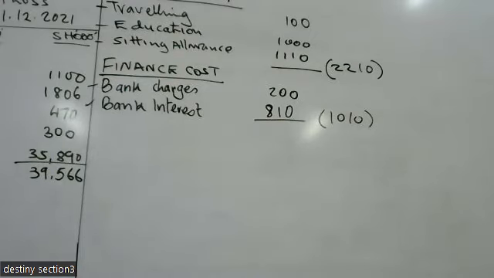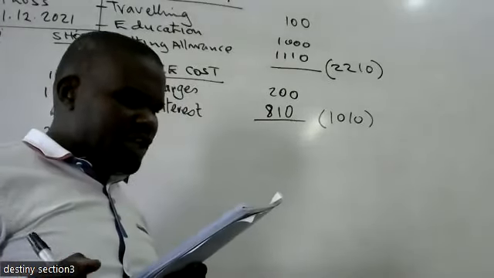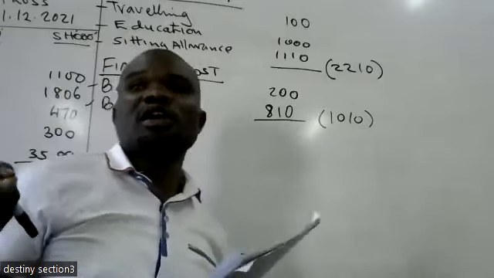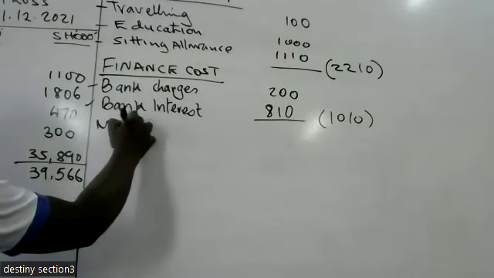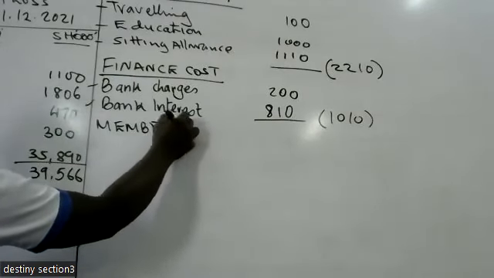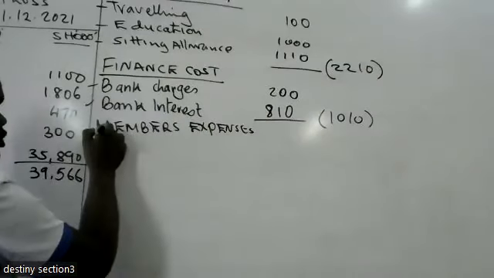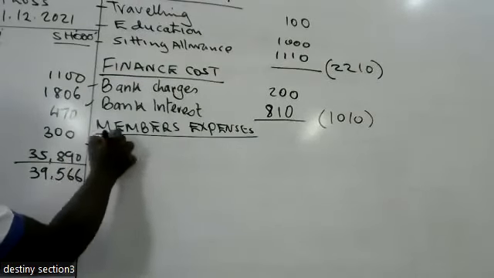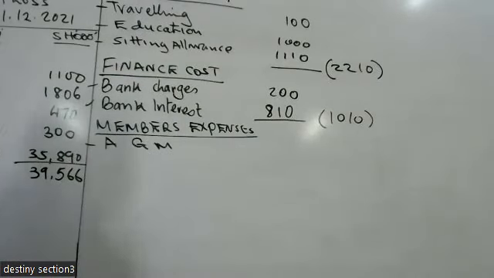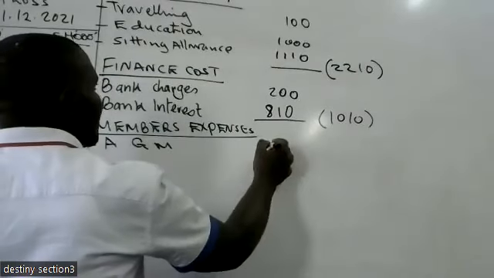Good. Then after the bank charges, salary is done, committee done, printing done. General meeting expenses. General meeting is an expense for the members. So members' expenses, or AGM. Who comes to AGM? The members. Yes. So annual general meeting, you can write it in full. AGM, 500.